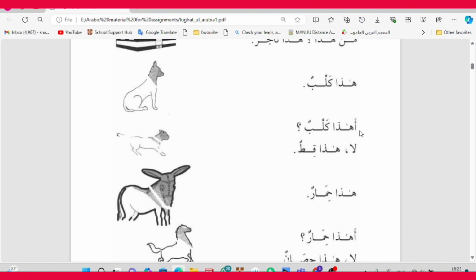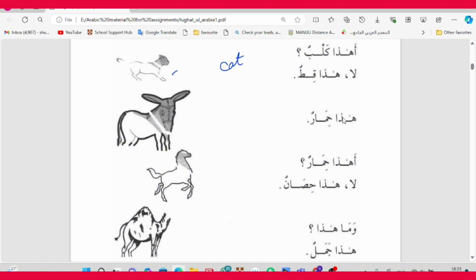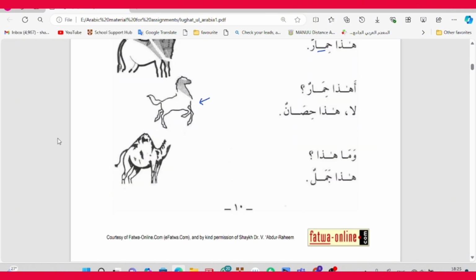Hada kalb, this is a dog. Hada kalb, is this a dog? No, this is not a dog. La, hada qittun, this is a cat. Qittun means cat. Hada himar, this is a donkey. Hada means this, himar means donkey. Hada himar, is this a donkey? You see, this is not a donkey, this is a horse. So you will deny first: la, hada hisan, no, this is a horse.